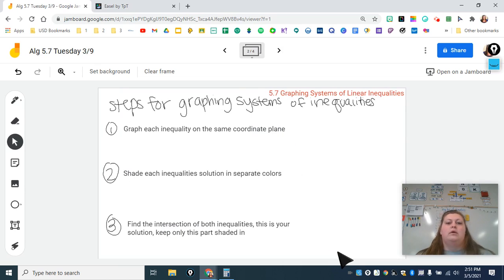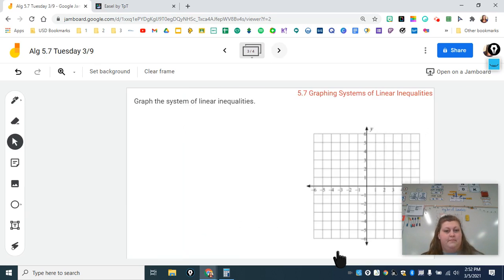Okay, so steps for graphing systems of inequalities. Number 1, graph each inequality on the same coordinate plane. Number 2, shade each inequality's solutions in separate colors. 3, find the intersection of both inequalities. This is your solution. Keep only this part shaded in. So where both areas are shaded is your solution. Erase all the other lines.